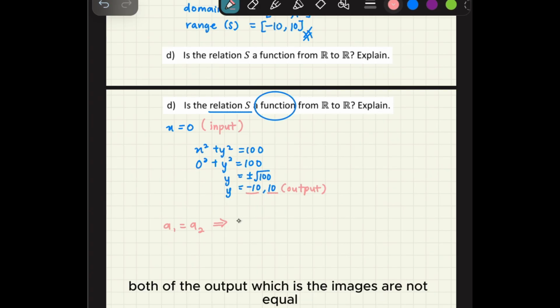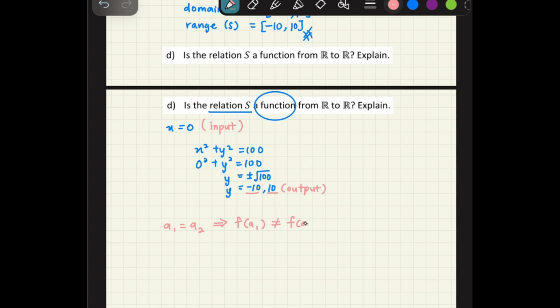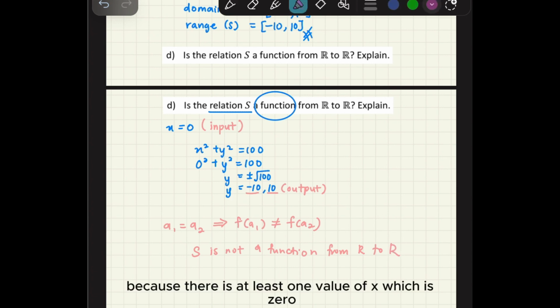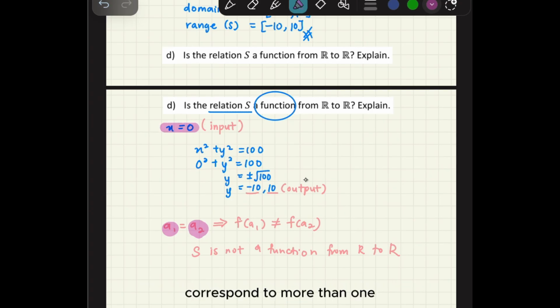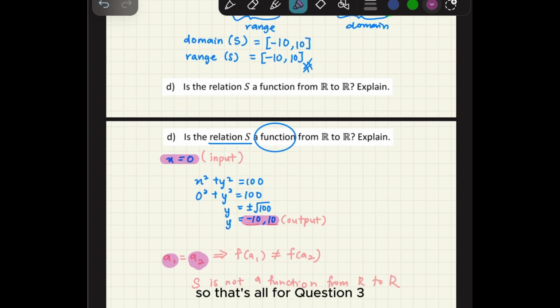Both of the outputs, which are the images, are not equal. Therefore, S is not a function from R to R, because there is at least one value of x, which is 0, that corresponds to more than one y value. So that's all for question 3.